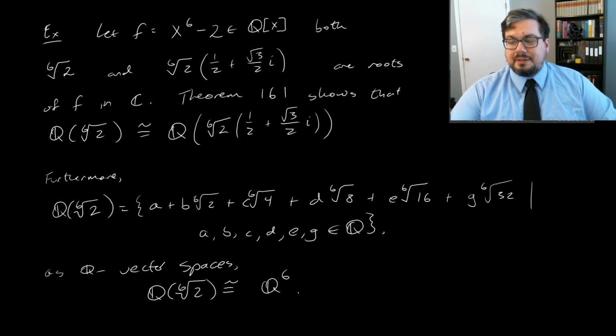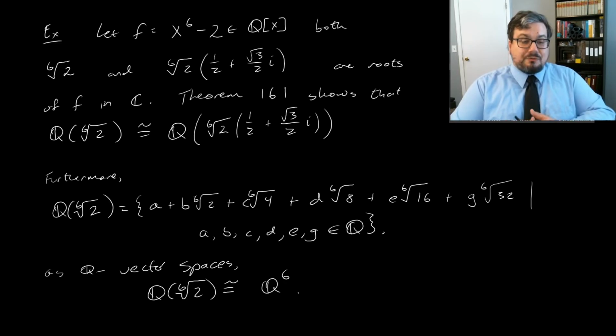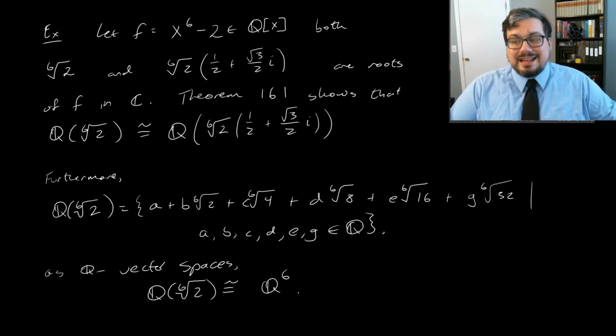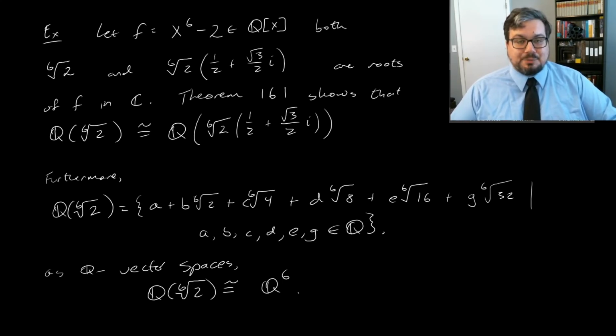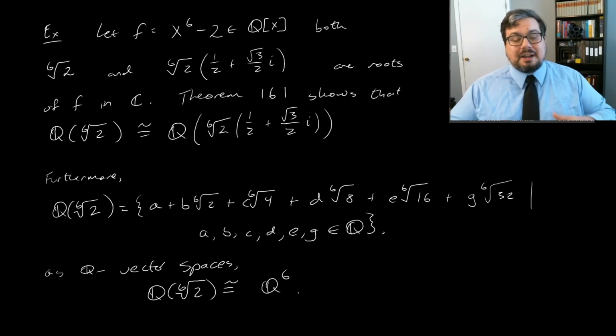All right, so the big result we have in this section so far is that splitting fields exist. Given any polynomial, we can always construct a splitting field of it. The next result, which Theorem 161 gets us closer to, is that splitting fields are unique up to isomorphism. We're going to be able to talk about the splitting field of a polynomial, and that's going to make sense if we consider two fields the same if they're isomorphic as F extension fields.